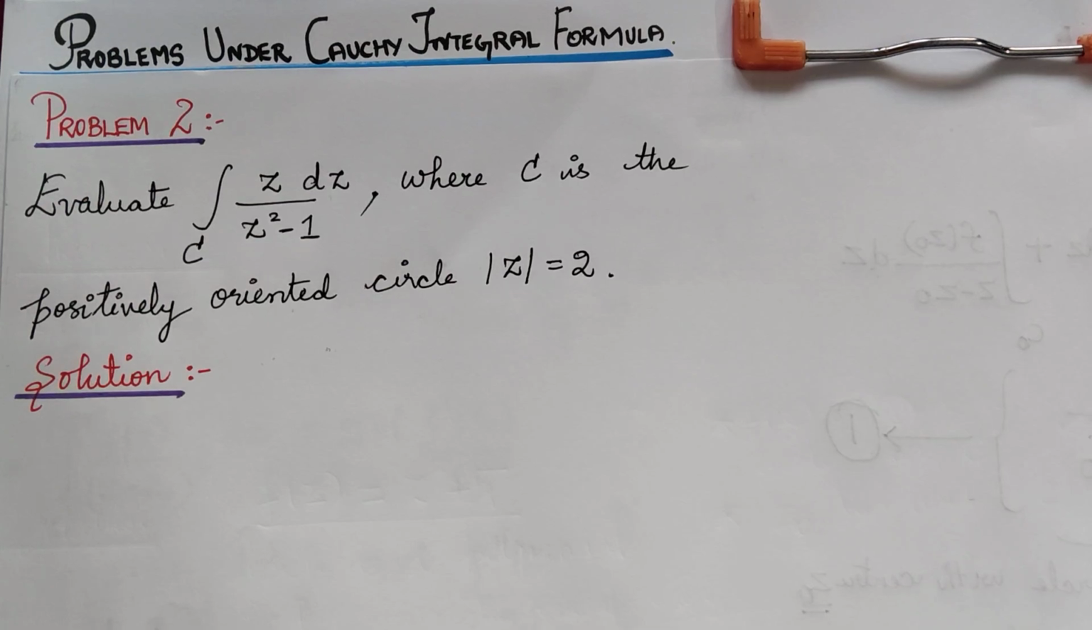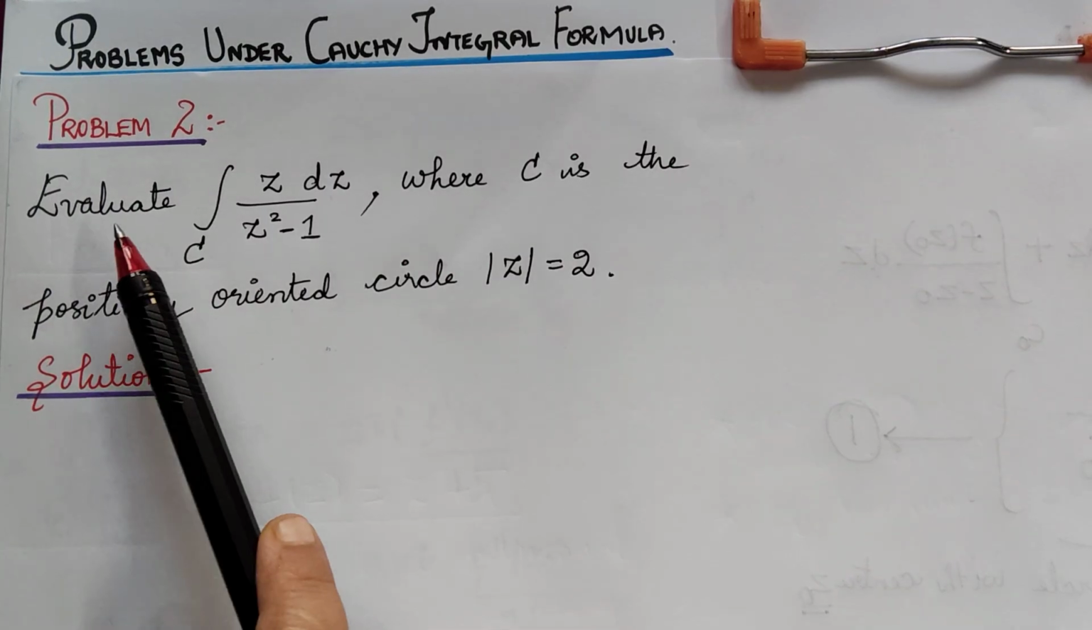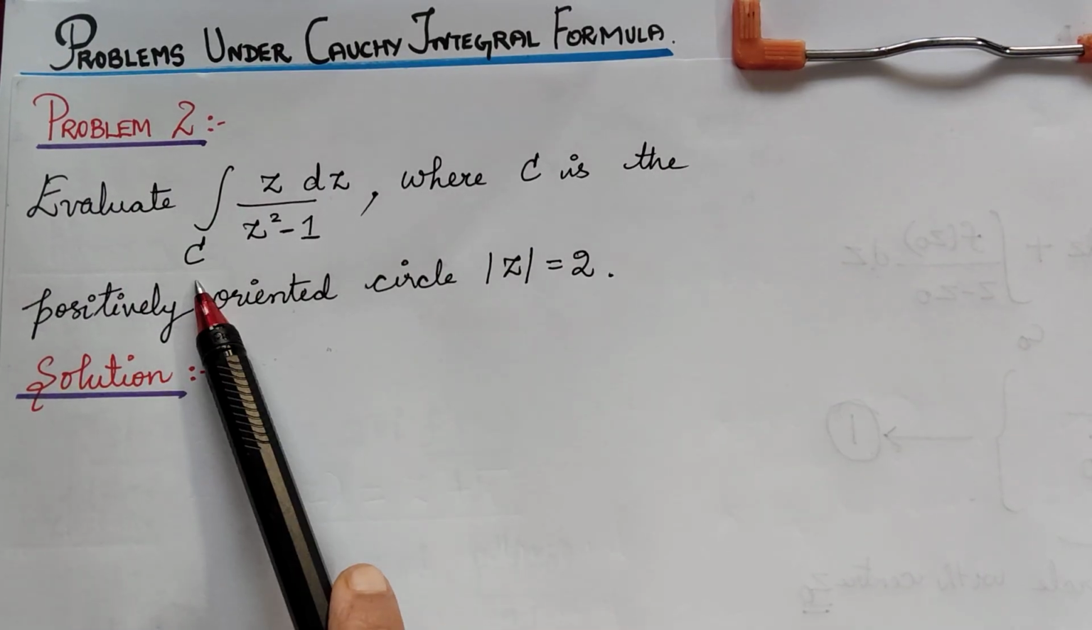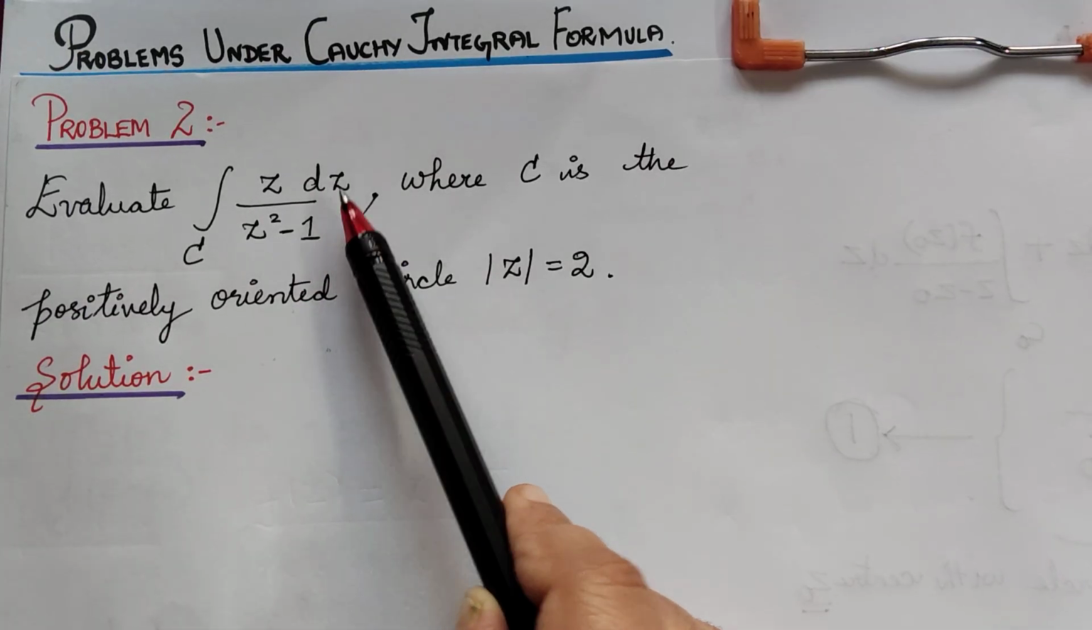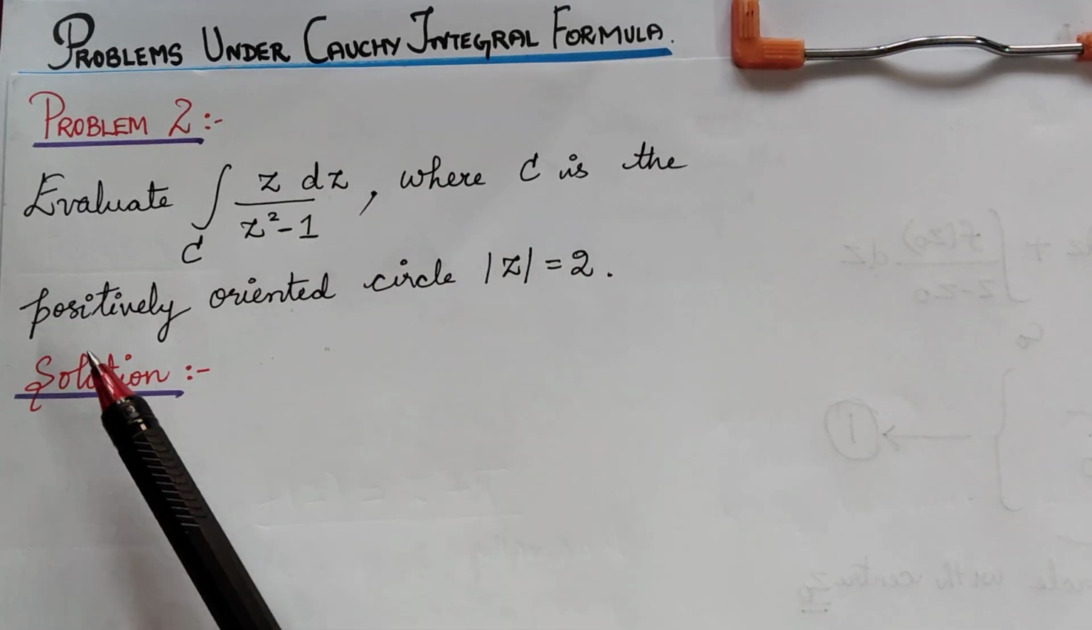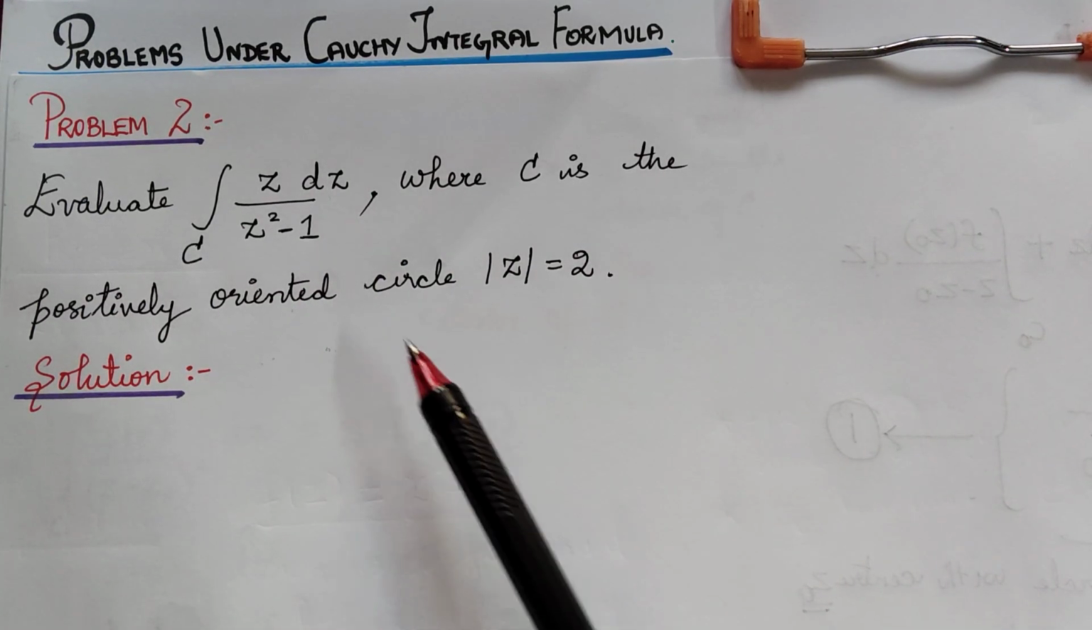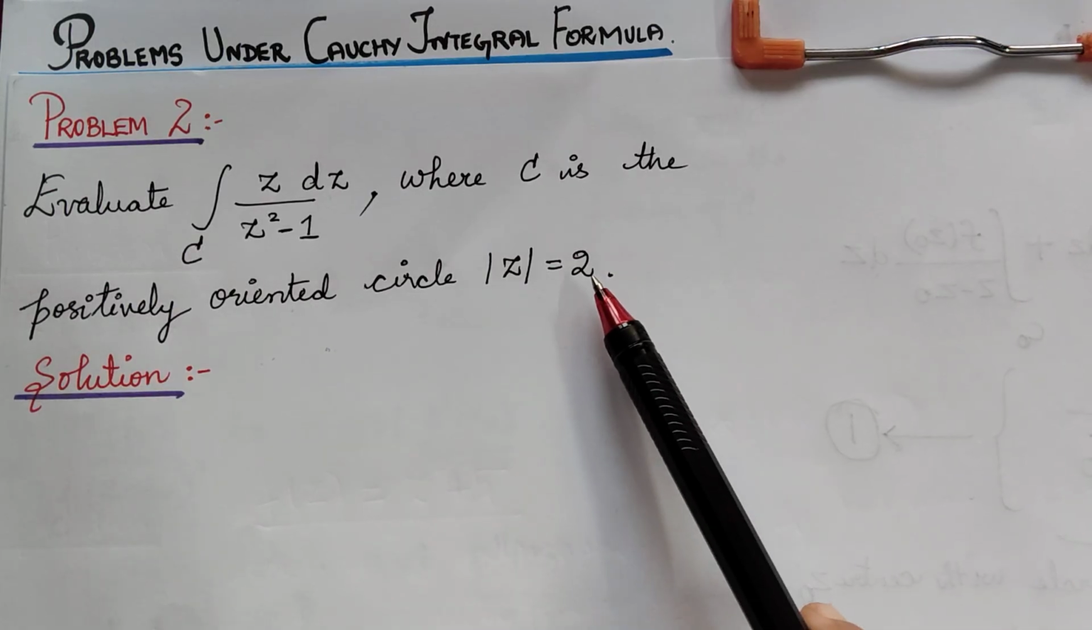Dear students, under the lecture series on complex analysis, we are solving problems under the topic Cauchy integral formula. In our previous video lecture, we have completed problem 1, and here we have problem 2. The question is to evaluate the integral over C, z by z square minus 1, dz, where C is the positively oriented circle, modulus of z is equal to 2.